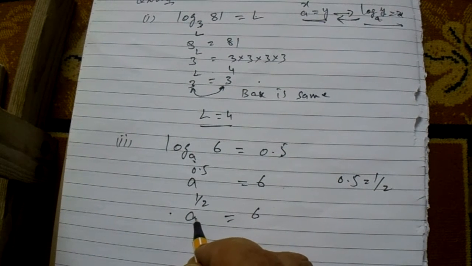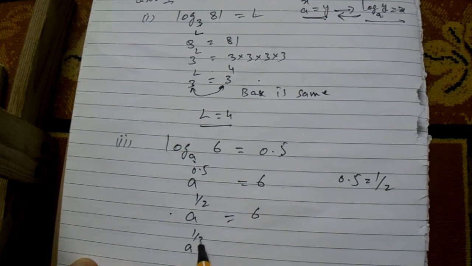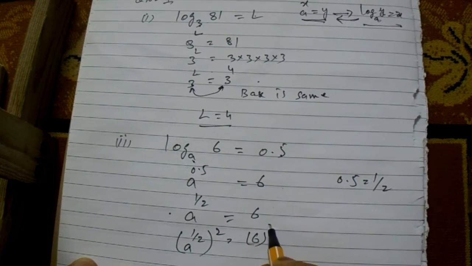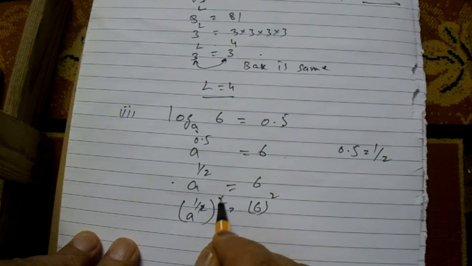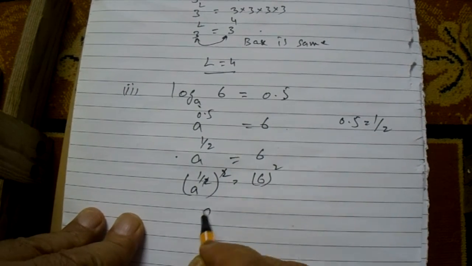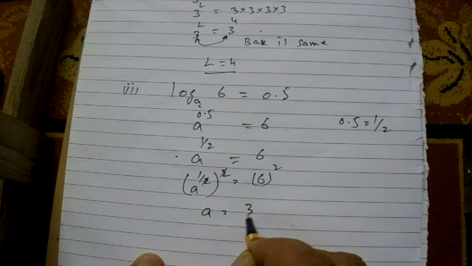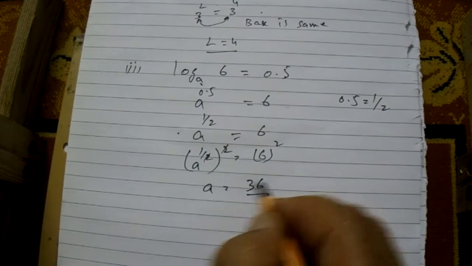We want to find the value of a. It means we square both sides. A power 1 by 2 squared, 6 power squared. Now this will cancel this. Only a is here. 6 power 2, we write 36. Now this is your answer.